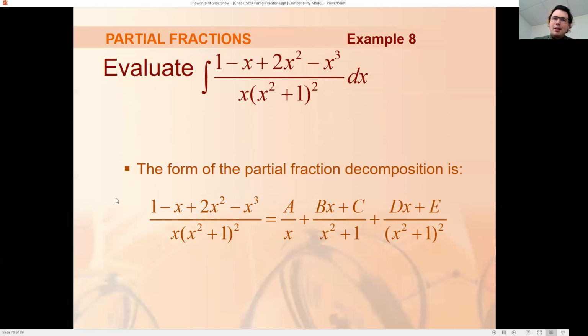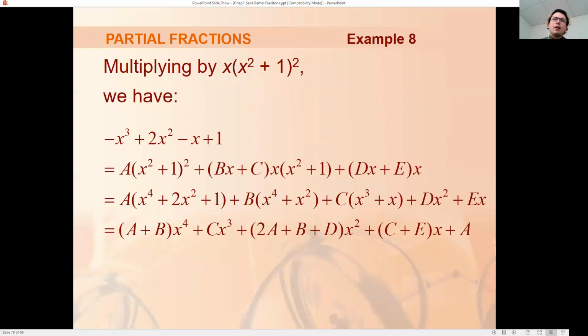So because this is squared in my factorization, it needs 2 partial fractions. I'll call this Bx plus C divided by an x squared plus 1. And I will have a Dx plus E divided by x squared plus 1 squared. Following along? Now, can you guess what comes next? If you said multiplying by the denominator, then you guessed correctly. Or you've been paying attention to the videos, which I'd like better than guessing.